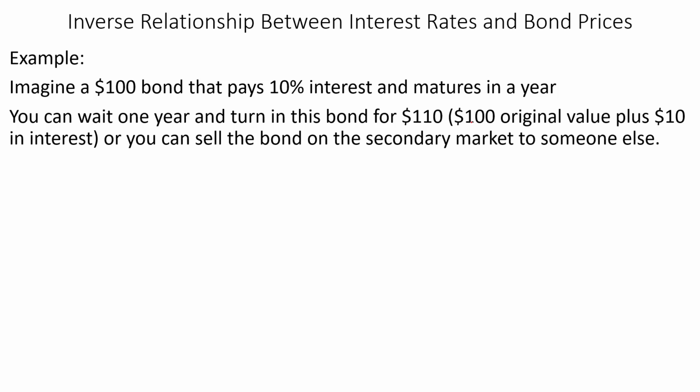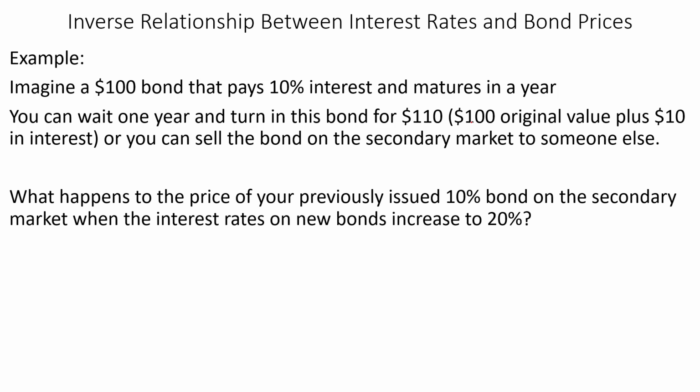So again, you can sell that bond on the secondary market to someone else if you decide you need that money sooner. After all, the business doesn't care who turns in that piece of paper, just whoever turns it in is going to get that $110. But what if during that time period that you are considering selling your bond on the secondary market, what if interest rates go up? So what happens to the price of your previously issued 10% bond on the secondary market when the interest rates on new bonds increases to 20%?